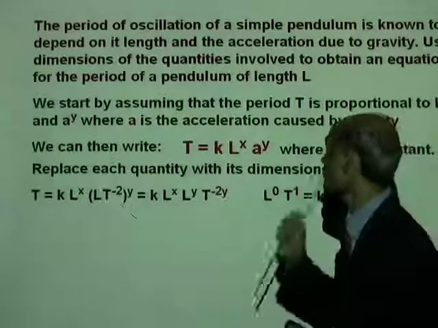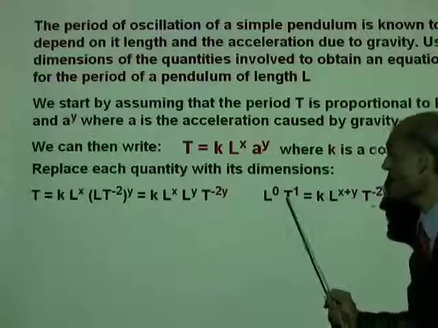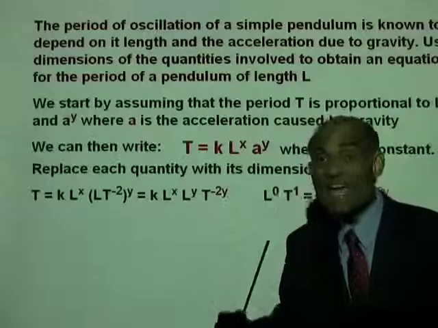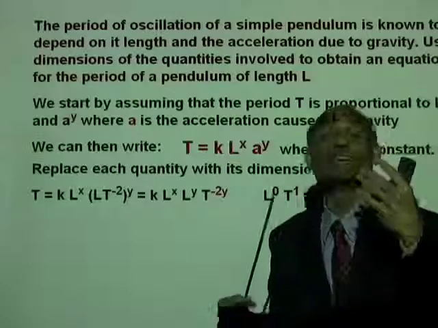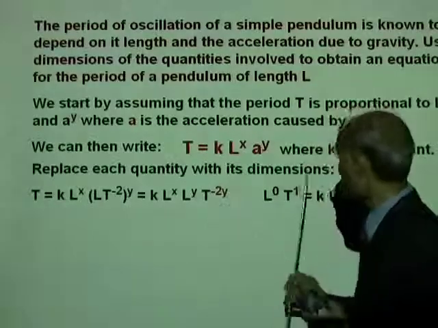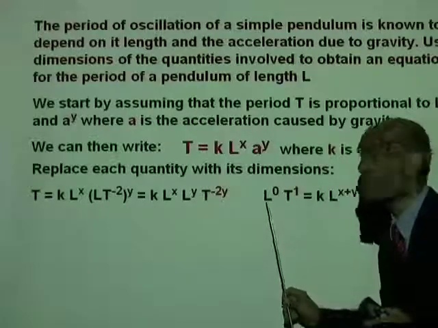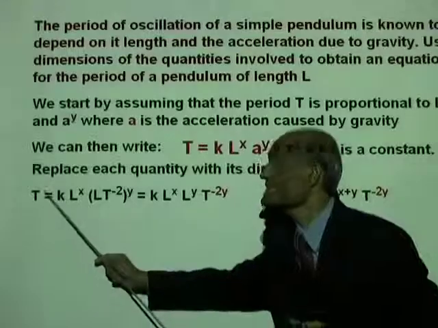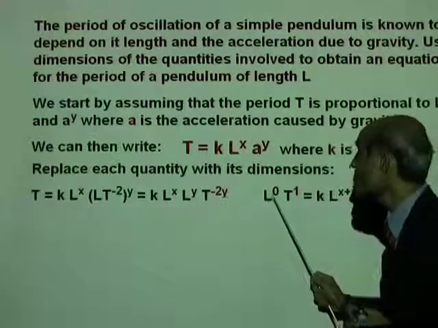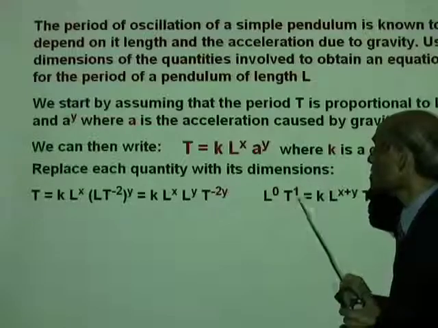We're going to write this as, now I did some manipulation here. You know that any quantity raised to the power of 0 is 1. So, since there is no term on the left side using L, I wrote this quantity T as L to the power of 0, T to the power of 1. Did you understand that?